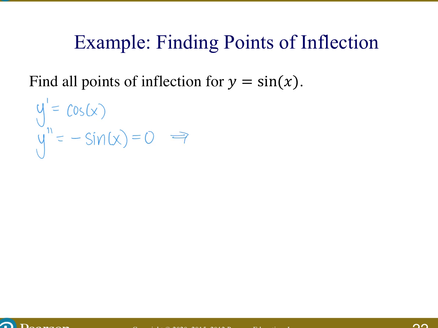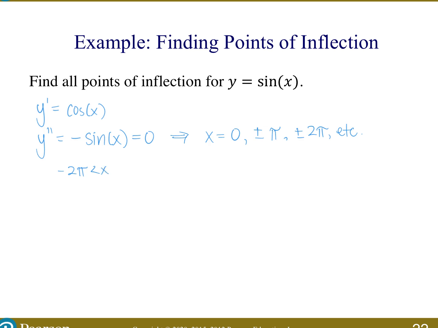And there are going to be multiple candidates. 0 is the first candidate, but so is plus or minus pi. Those are 2 more candidates. Plus or minus 2 pi, those are more candidates, etc. So these are all candidates for points of inflection, because the second derivative is equal to 0 at all those places. So I want to check these points of inflection. I'll do some as a sample.